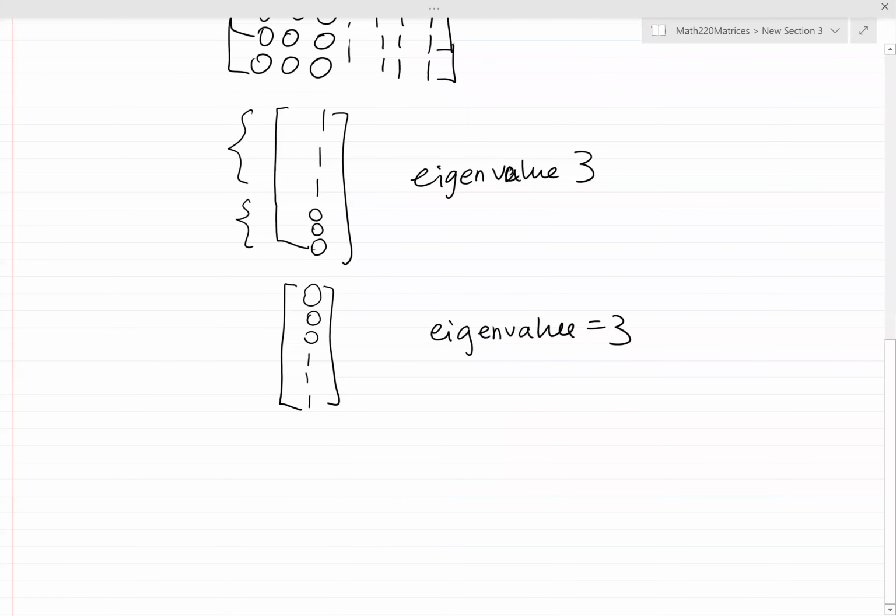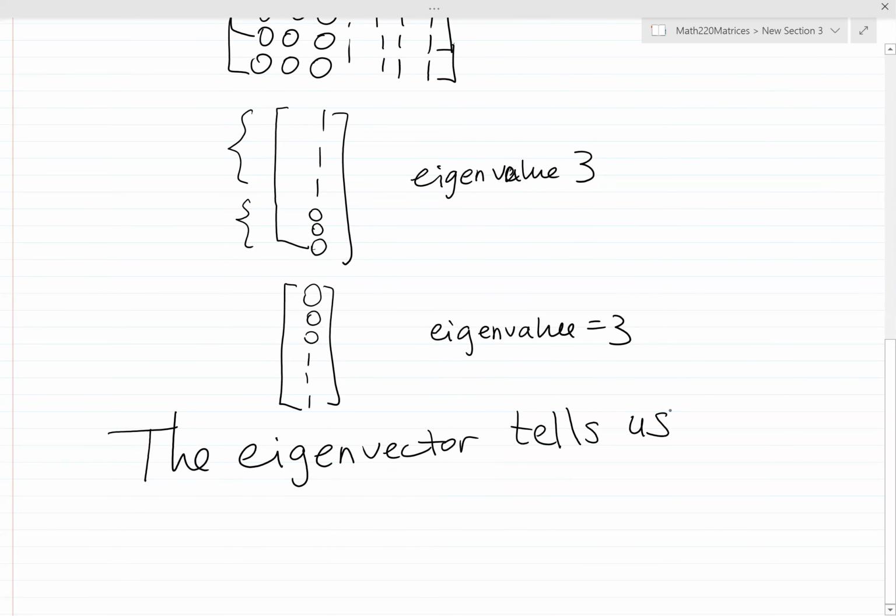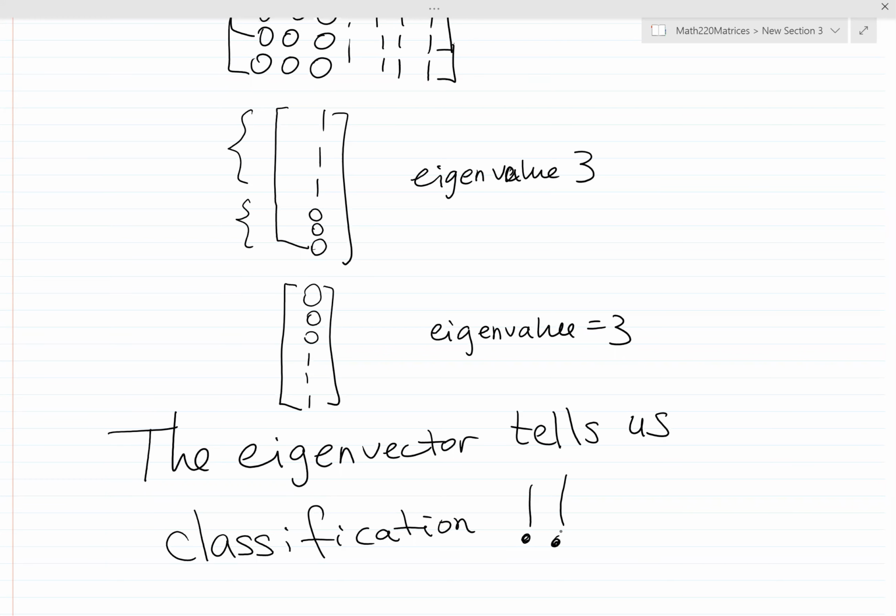So here is the idea. The eigenvectors tell us the classification of these objects. So this is actually very important in the application of classifying objects.